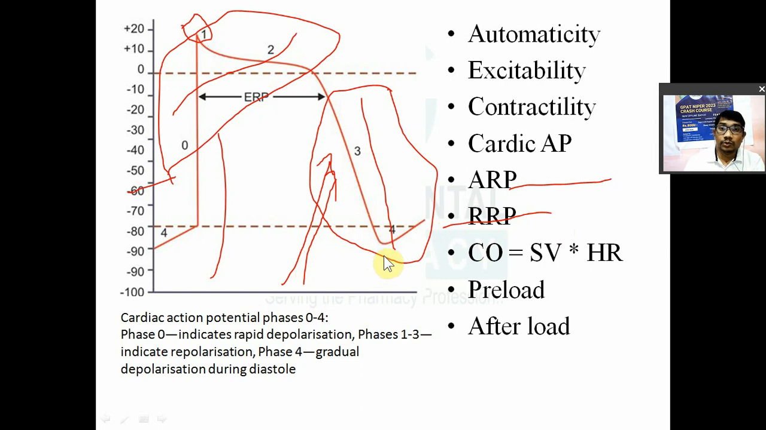Relative refractory period. Okay, so automaticity we have seen, excitability we have seen, contractility, action potential. This is the complete cardiac action potential: phase 0, phase 1, phase 2, phase 3, phase 4. There is a rhythmic movement of ions inside the cell and outside the cell of your heart, known as the action potential.